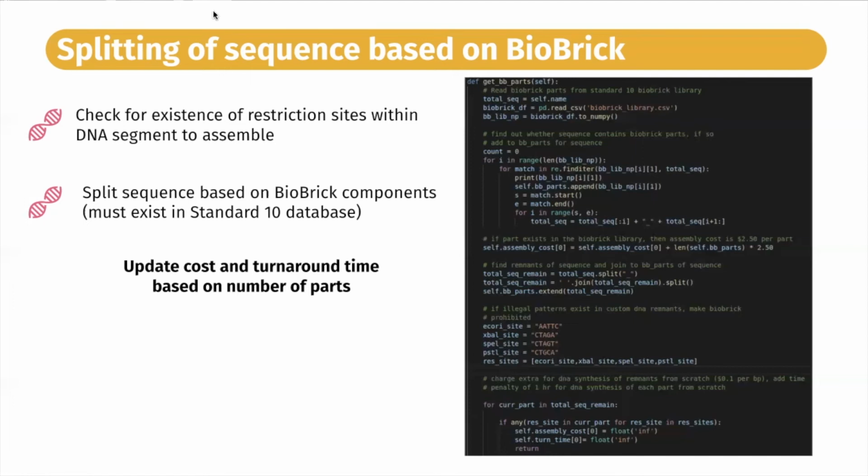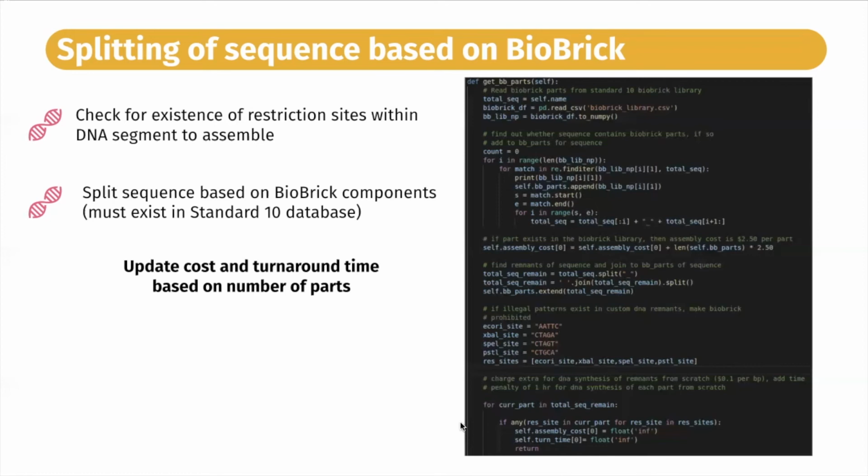So over here, we have the splitting of the sequence based on the BioBrick assembly method. And to do so, we read from the BioBrick Standard 10 library. Then we check whether or not certain subsequences of the DNA sequence are part of the BioBrick library. Then we check the remnants of the DNA sequence for restriction sites, which would be illegal in creating a new BioBrick. If it passes that, then we can create new BioBricks and be able to assemble the sequence within the BioBrick standard. We also update cost and turnaround time for the BioBrick based on how long it takes to join each pair of BioBrick parts.